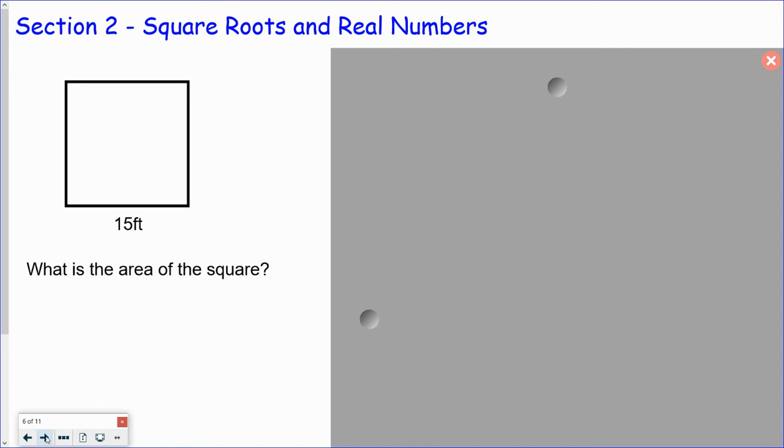Here is a square, and the side is 15. What is the area? Well, did you have this one memorized? To get the area of a square, if the sides are 15, I do 15 squared, and 15 squared is equal to 225 feet squared. If you don't have it memorized, that's fine, but you do need to know. So 15 times 15 is 225 feet squared.